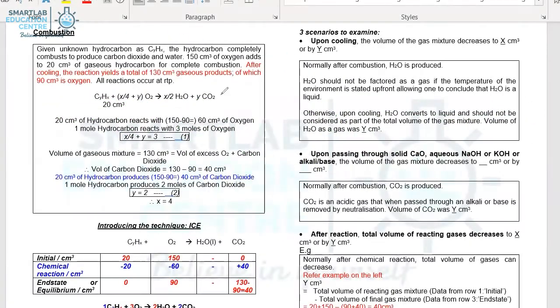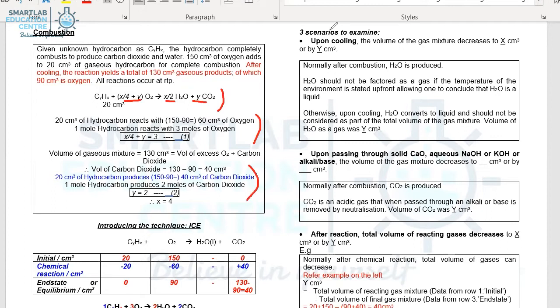Combustion reaction. In the case of combustion reaction, there are two approaches to solving the questions. The first approach is where you actually use equation balancing as a technique. You express the unknown x and y as stoichiometry constants in the equation. Then by using the data given in the questions, you can use proportionality to formulate two simultaneous equations and then solve it. That is technique one.